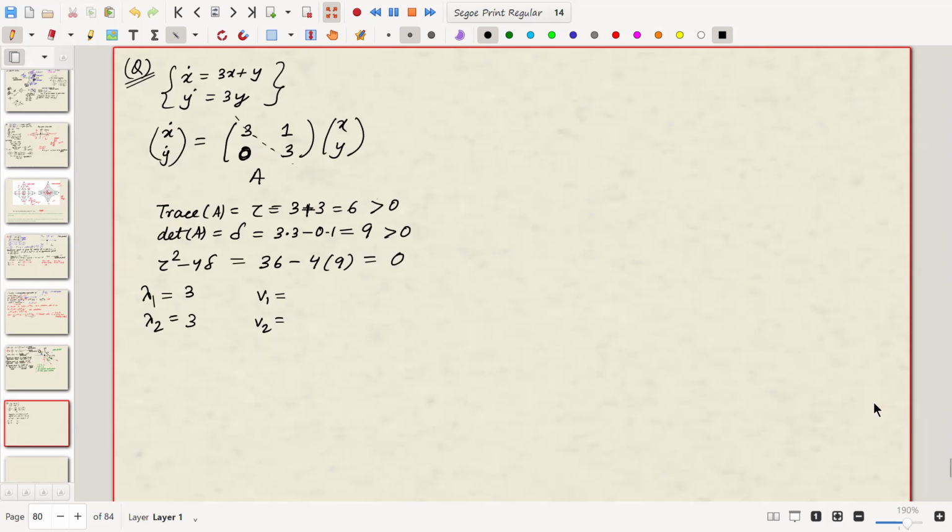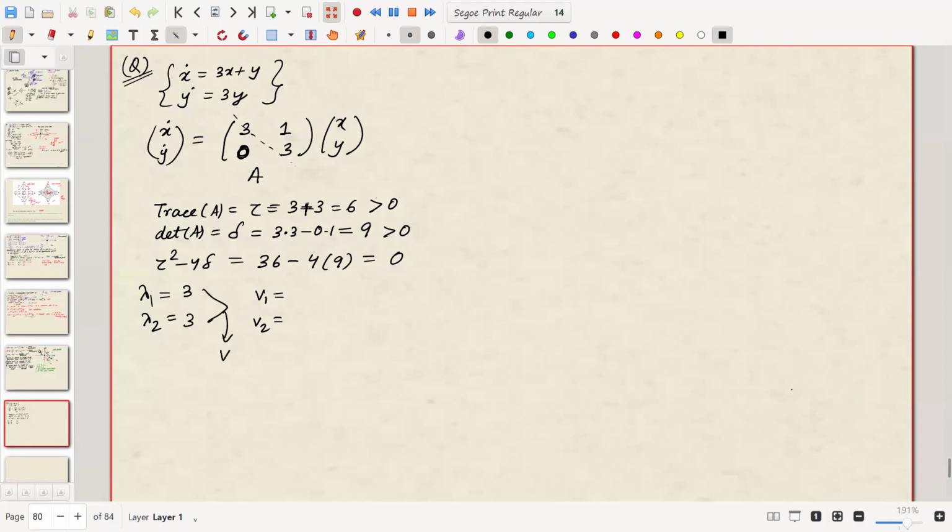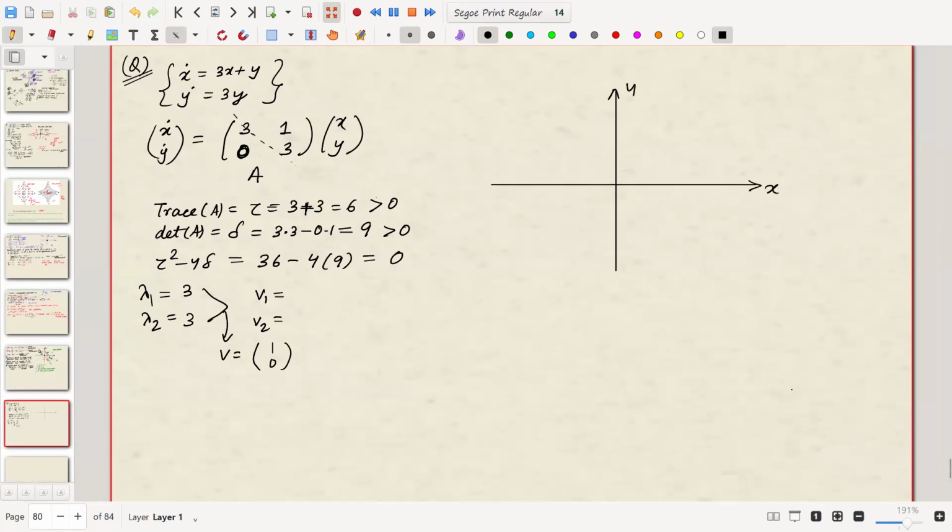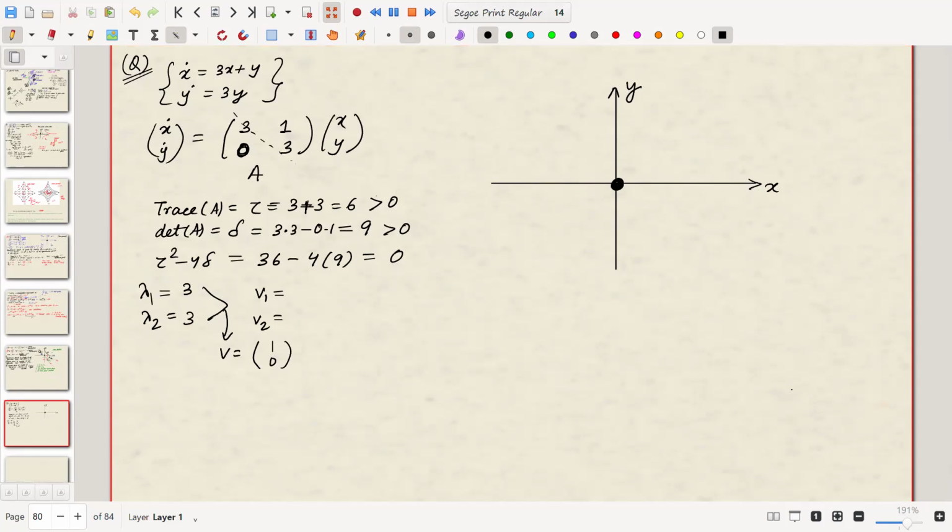Can you compute? Convince yourself that you will get the eigenvector to be the same for these two. The eigenvector is 1, 0. Okay, so let us try to draw the phase portrait and see how it looks. X, Y. 0, 0 is the equilibrium point. And what eigenvalues did you get? The eigenvalue is 3. Is it positive or not? Positive. So it is stable or unstable? Because it is positive, 0, 0 will be unstable. Both eigenvalues are greater than 0.